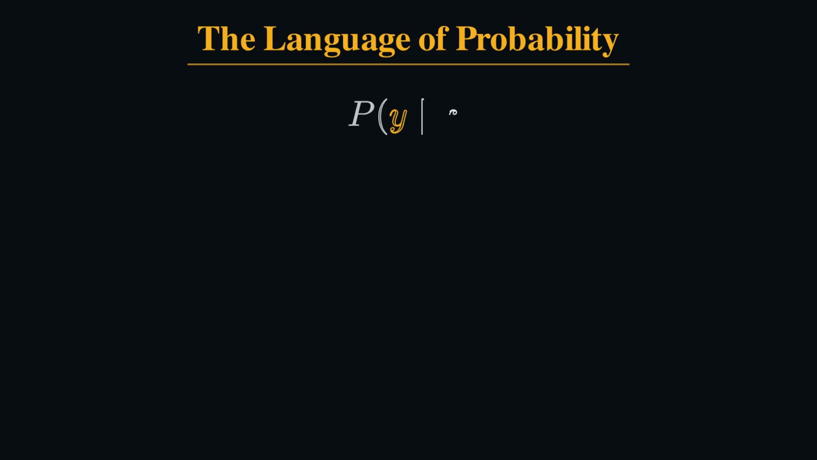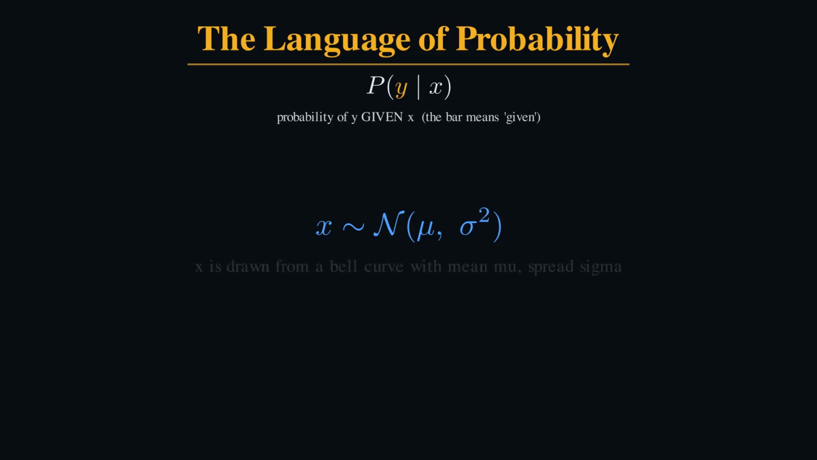Probability has its own shorthand, and one symbol matters most, the vertical bar. P of y given x, written with a bar, means the probability of y given that x already happened. The bar is the word given. Almost every classifier outputs exactly this, the probability of a label given an input. Next, the script N, which stands for the normal distribution, the famous bell curve. X tilde script N of mu, sigma squared, reads, x is drawn from a bell curve centered at mu with spread sigma. This single object is everywhere in machine learning.